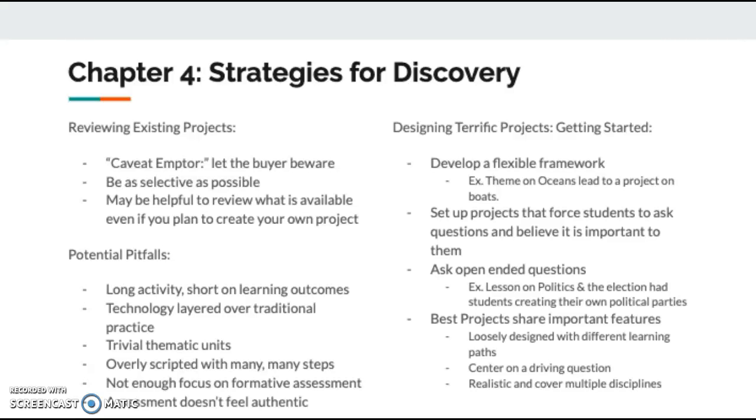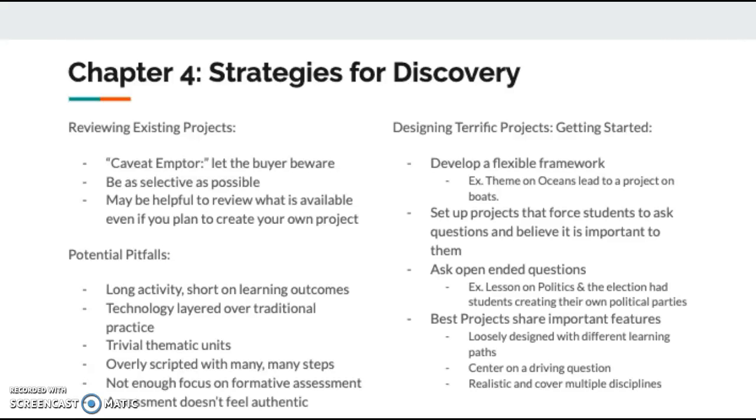So first you want to develop a flexible framework, and then an example that they gave in the book kind of goes back to the trivial thematic units and how to combat that. Teachers were doing a theme on oceans, but then they noticed their students were really interested in building boats with blocks. So they changed their project to be, how are boats made or how are boats built, things like that. So oceans was still the broad theme, but they focused it down into boats. They made that more specific, but it made students dive deeper into that one area and not necessarily do a surface level of the whole ocean.